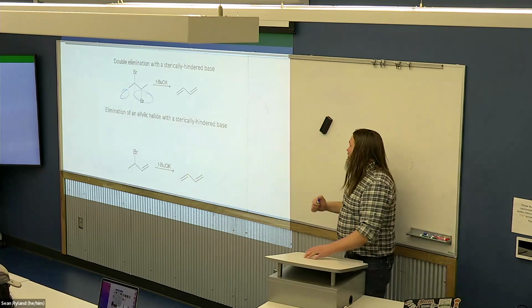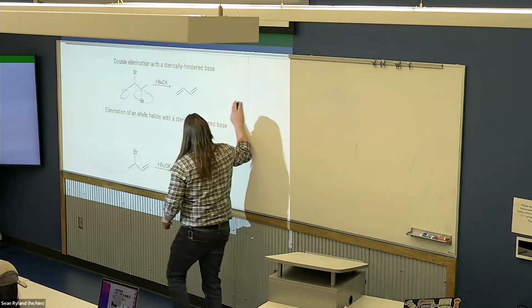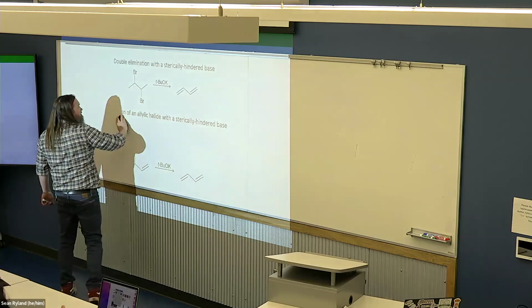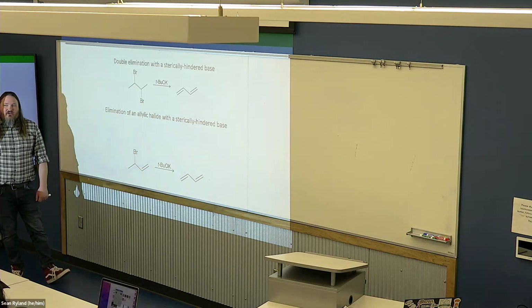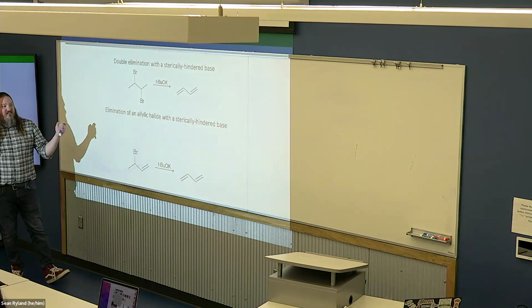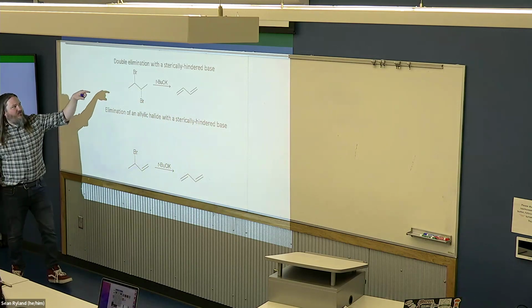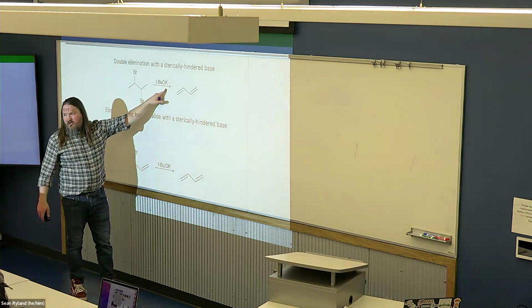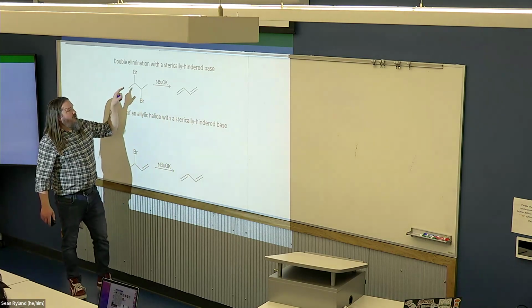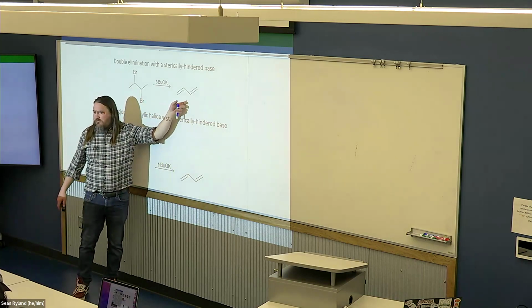All right, so if we want to make a conjugated diene, we do a double elimination like with alkyne, but we do it with a sterically hindered base and not with sodium amide. Remember, to deprotonate the alkyne, we stuck with sodium amide because it was an even stronger base. If we use a base that's not quite as strong and sterically hindered, when we go through a double elimination, we'll get a conjugated diene.